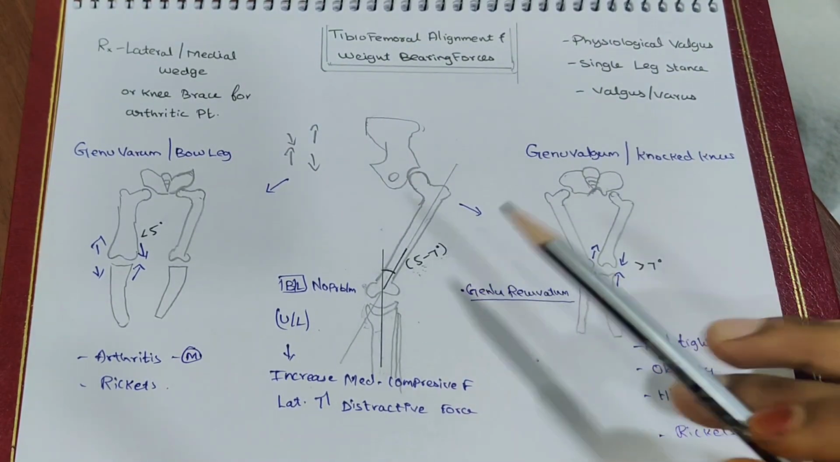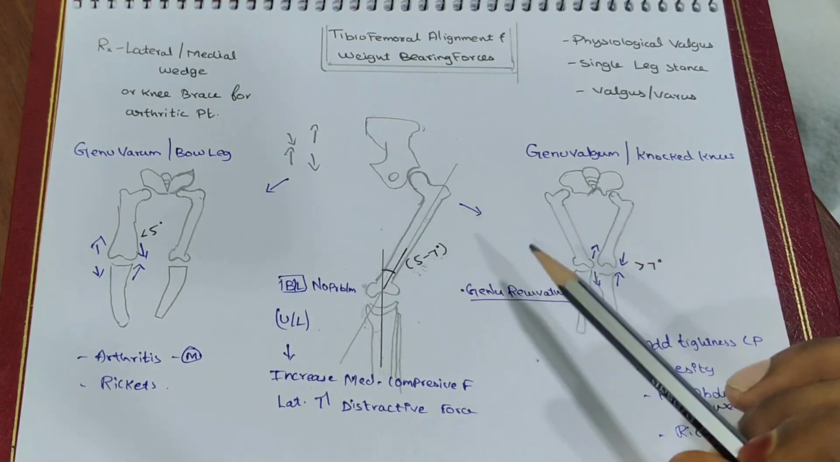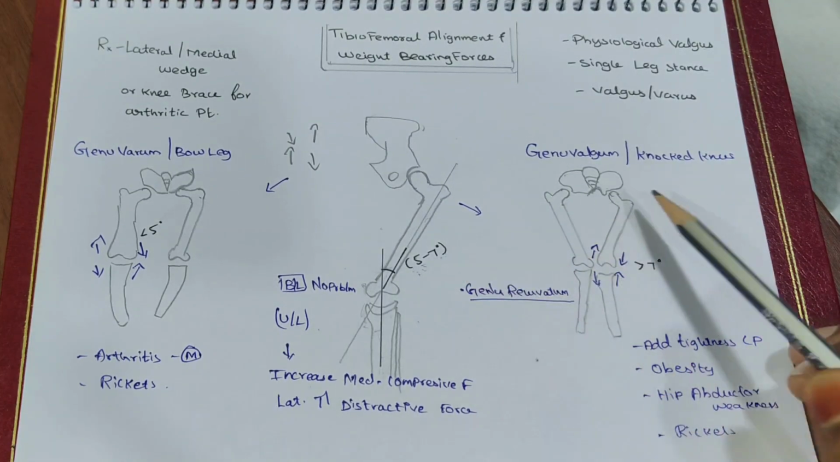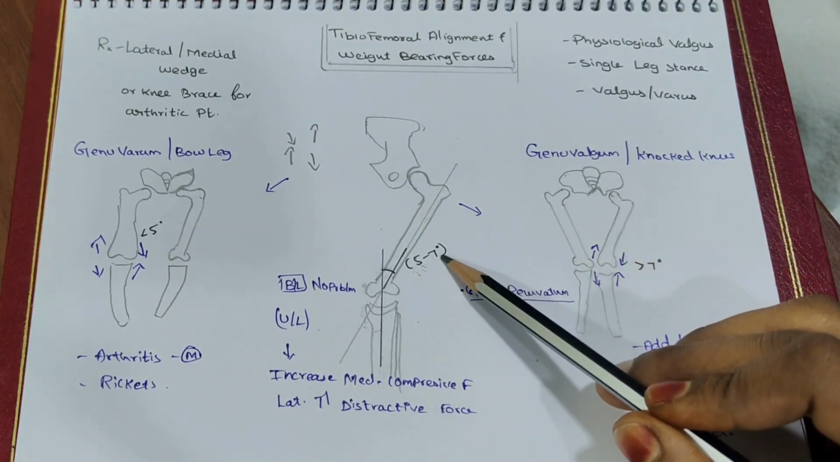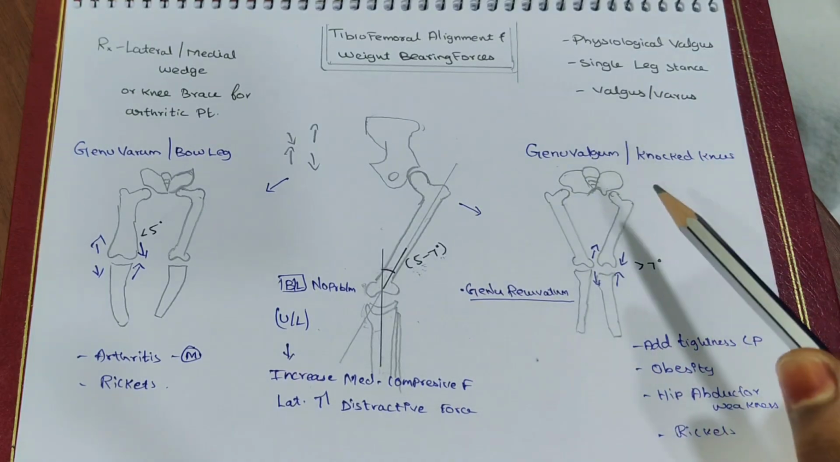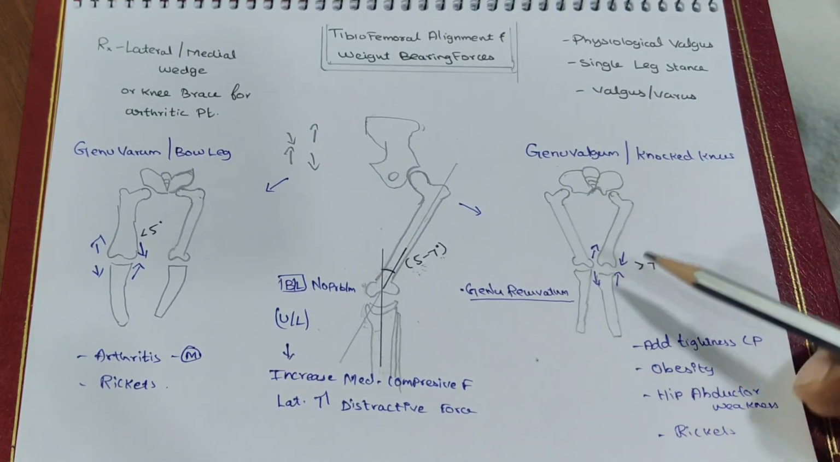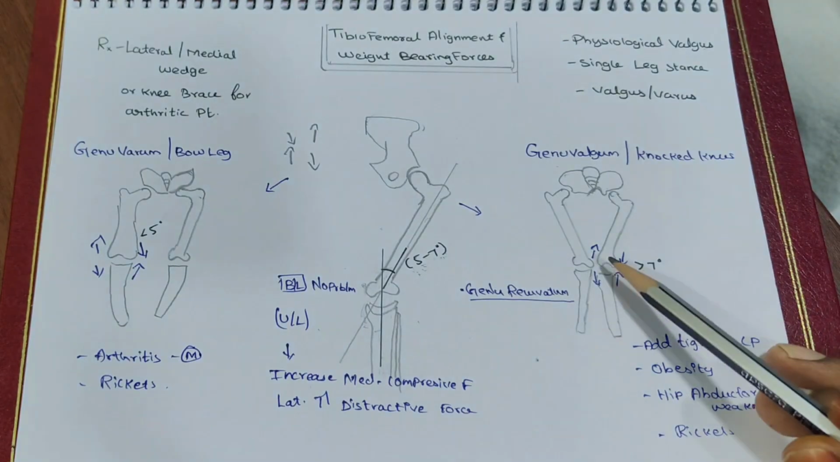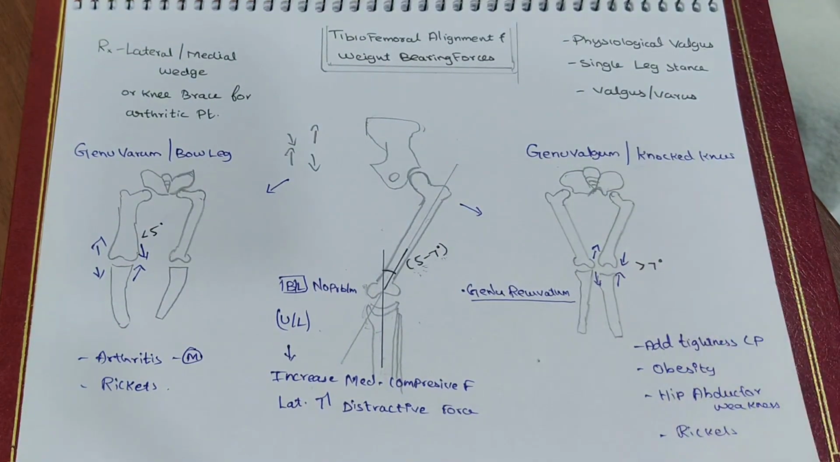In case of any pathological condition, the angle varies. If the angle goes greater than 7 degrees, the condition is known as genu valgum or knocked knees, because it's like knocking the knee. So it's known as knocked knees.